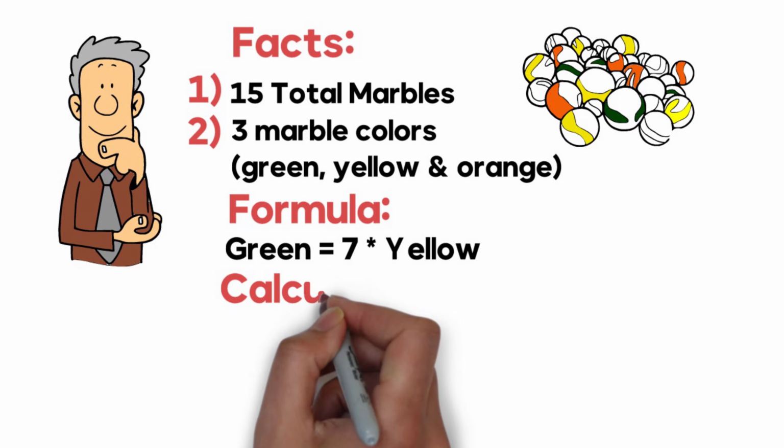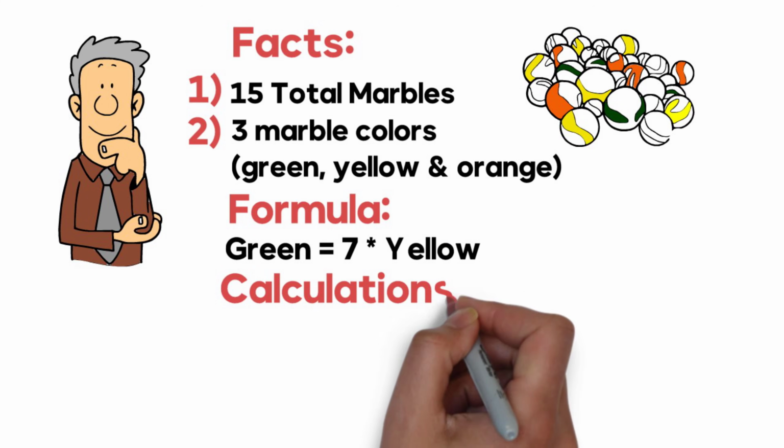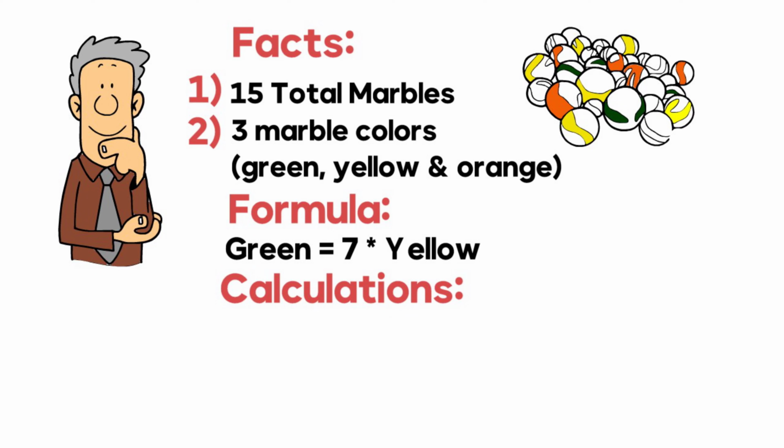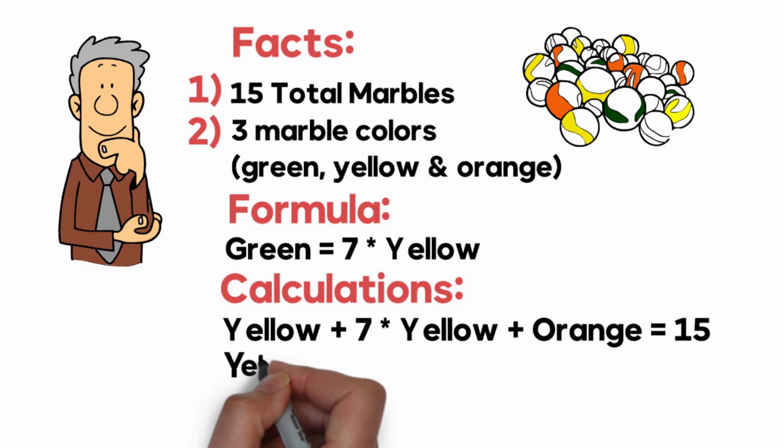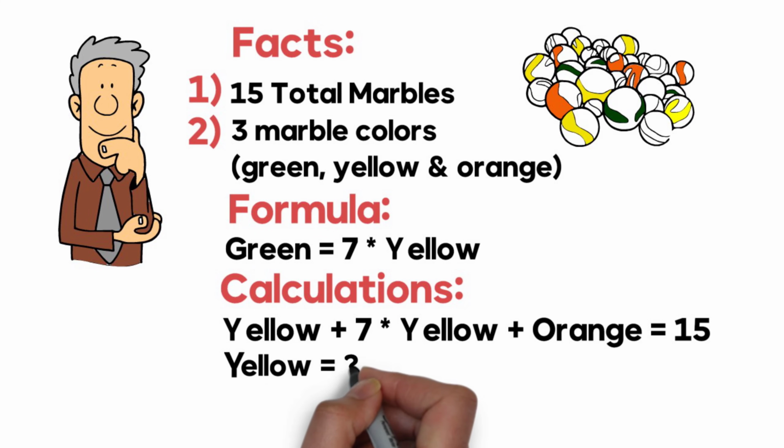With this type of information, we can easily build the calculations, and we will base our calculation off of yellow marbles. The calculations will be yellow marbles plus 7 multiplied by yellow marbles plus orange marbles equals 15. Because 15 is a relatively small number, we can start guessing how many yellow marbles are in there.